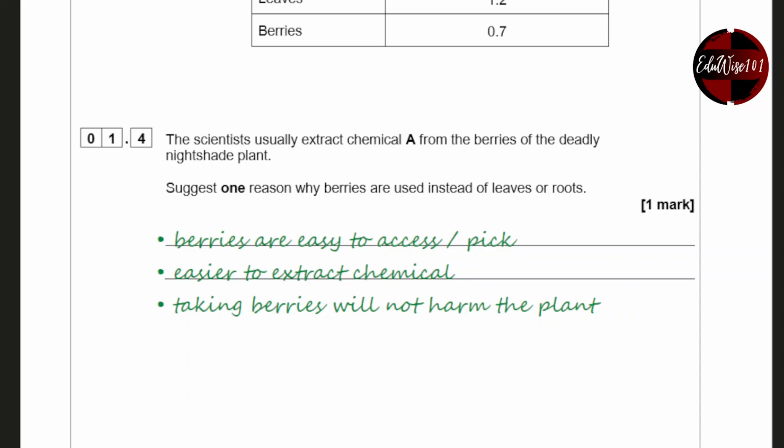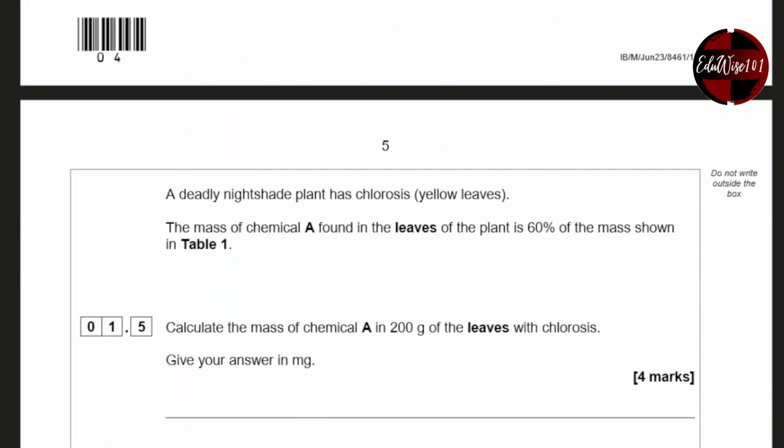you'll get a mark. Suggest one reason why berries are used instead of leaves or roots. Berries are easy to access or to pick, easier to extract the chemical. Think of grape juice. Taking berries will not harm the plant, whereas taking leaves or roots would.